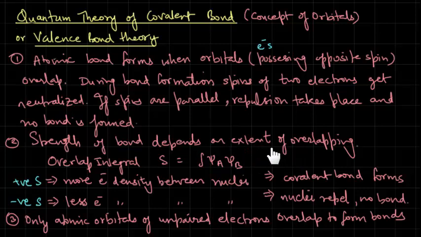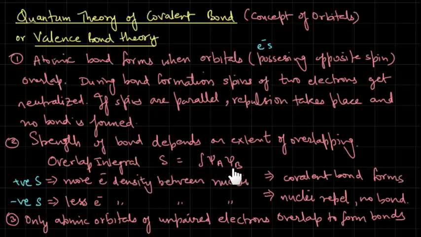And how we decide that extent of overlapping is from something called the overlap integral, which is S equals the integral of psi A times psi B. We studied before in our atomic structure that psi A and psi B are the electron wave functions. So just leave it at that. This equation is not important, but it gives you an idea that it depends on the wave functions of both the electrons.